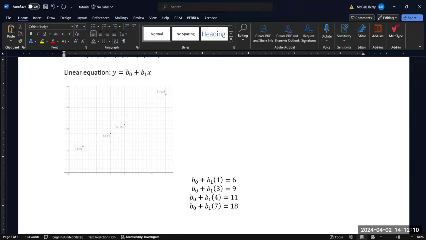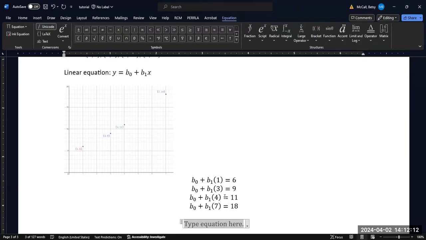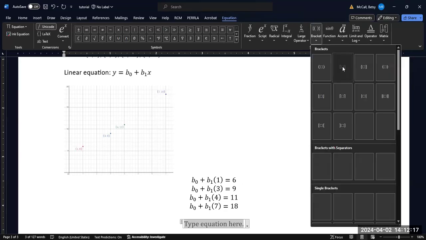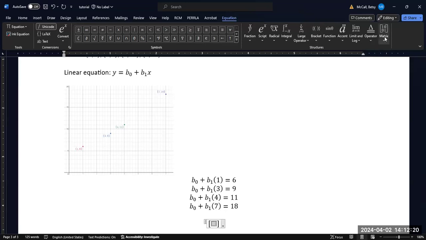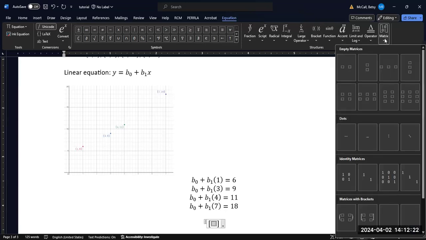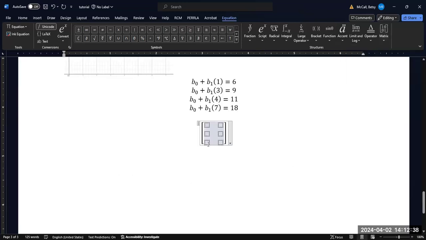So the first thing we're going to do is construct our matrices. We're going to have a matrix, make a nice square bracket. And what we're going to have is essentially a 4x2 matrix. So it has two columns of coefficients. I'm going to start with a 3x3 and then we'll just make this a little longer. So now the coefficients for B0 go in the first column.